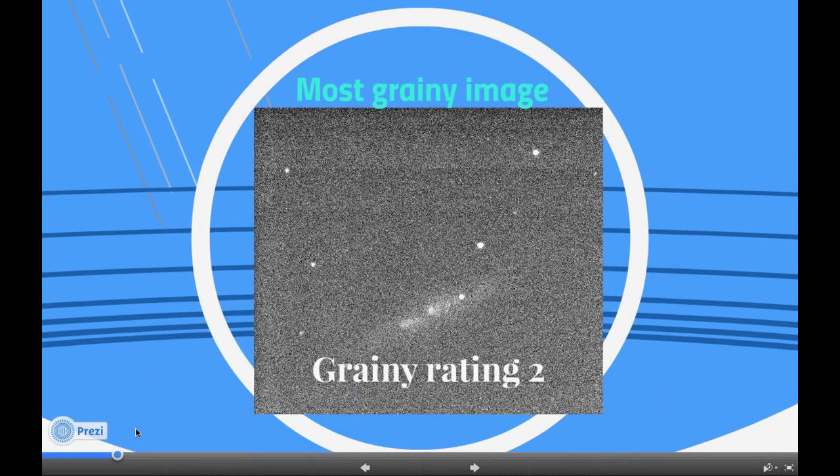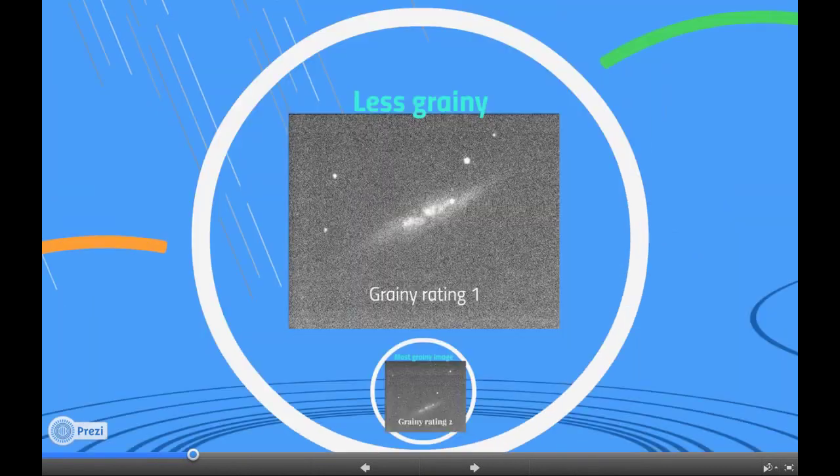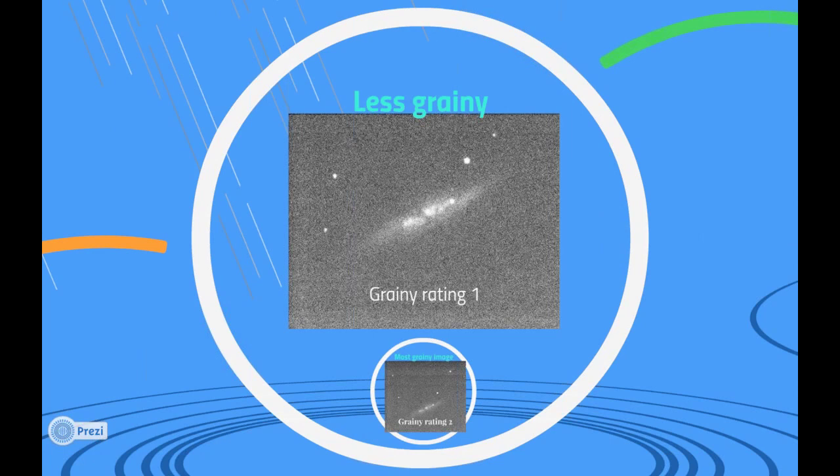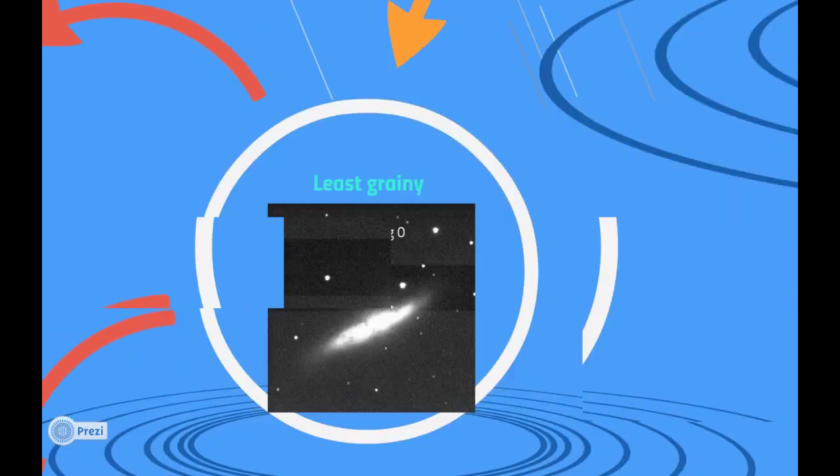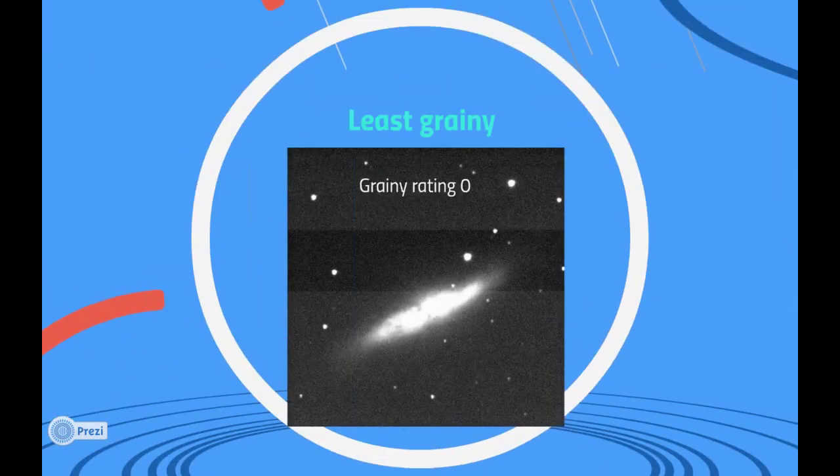The next one, we're going to move to grainy rating 1. And as you can see, 1 is less grainy. We can start to actually see the image that we wanted. And then the third one had a grainy rating of 0. And there it is. Yay, finally an image through all of that mess.